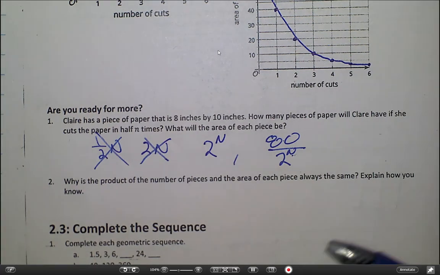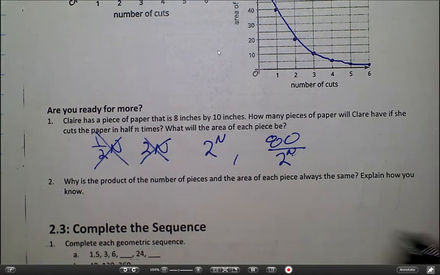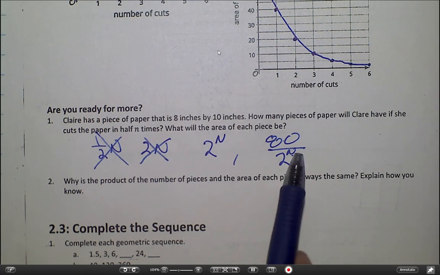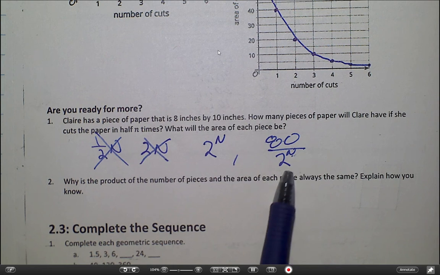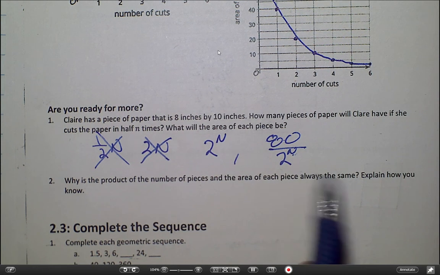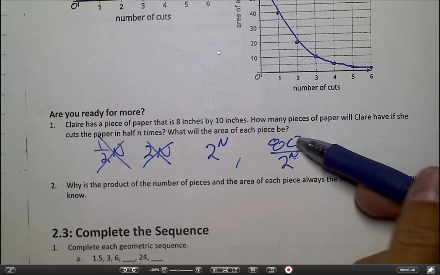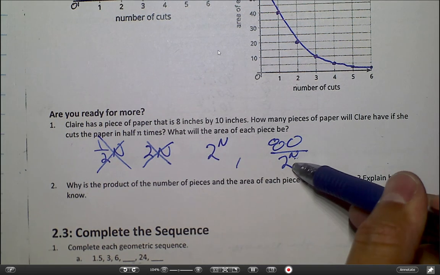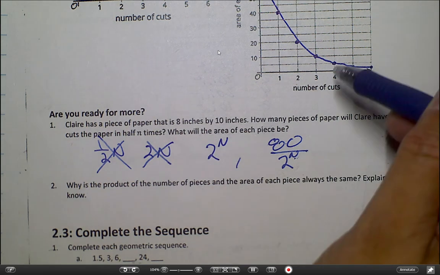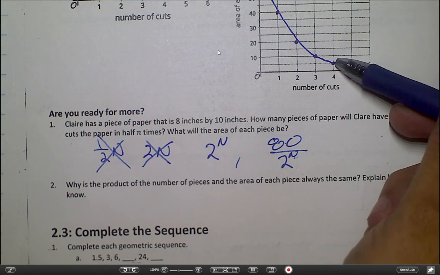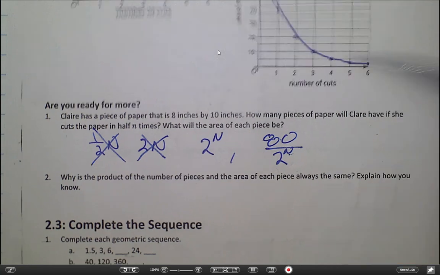Okay, let's try this again. You guys ready? We're going to do the 4 now. So 2 to the 4th power. 2 times 2 is? 4. Times 2 is? 8. Times 2 is? 16. 80 divided by 16 is? 5. That's what we get right here, 5. You guys just got math today.